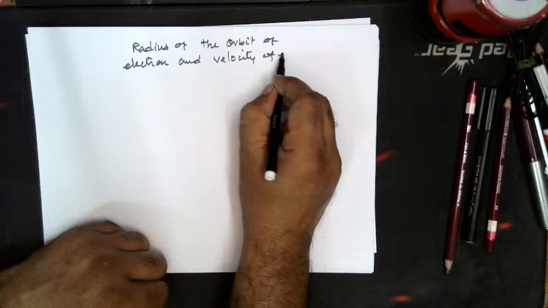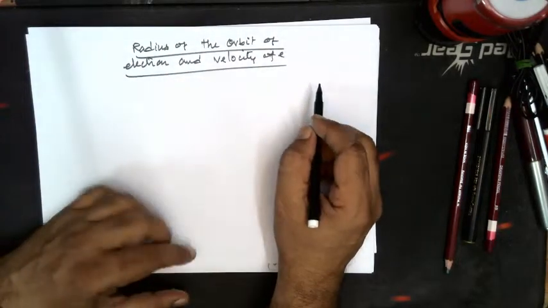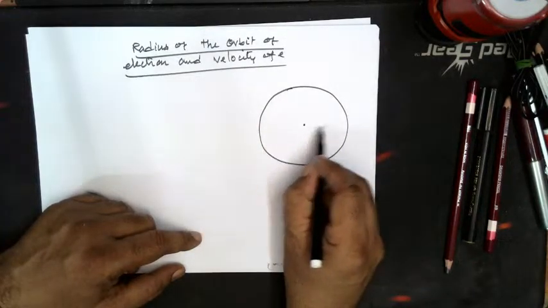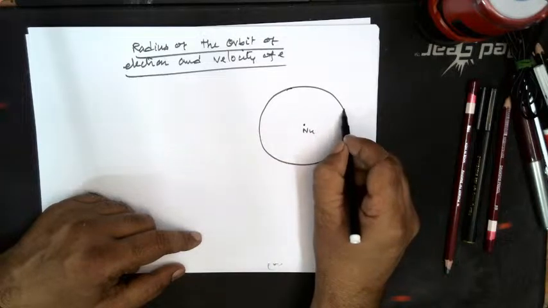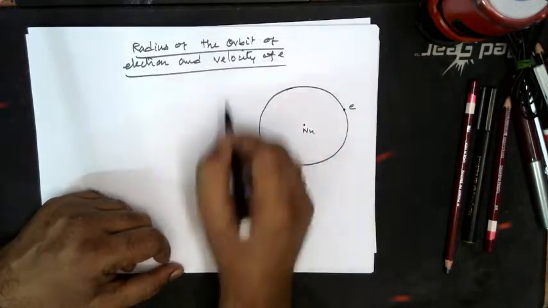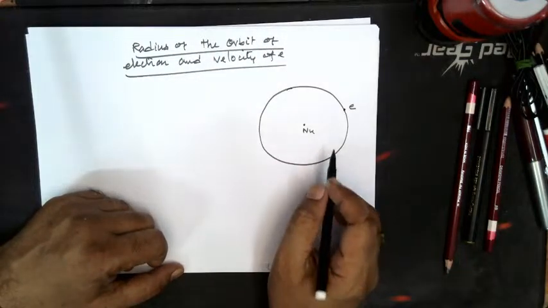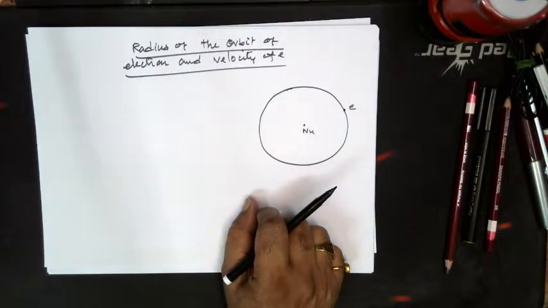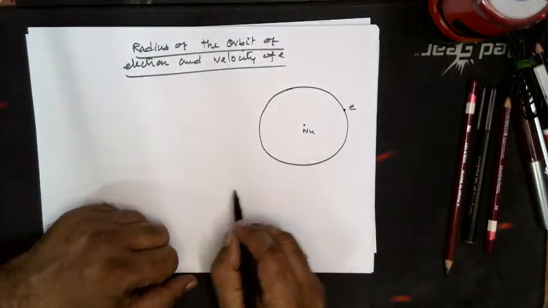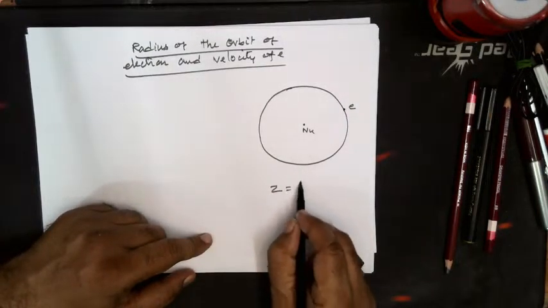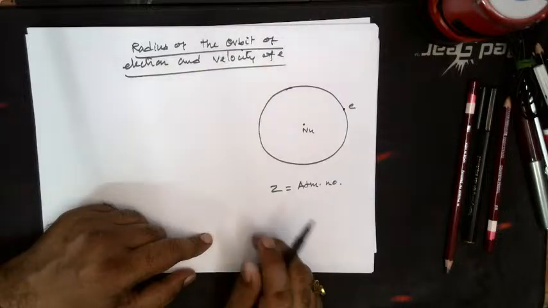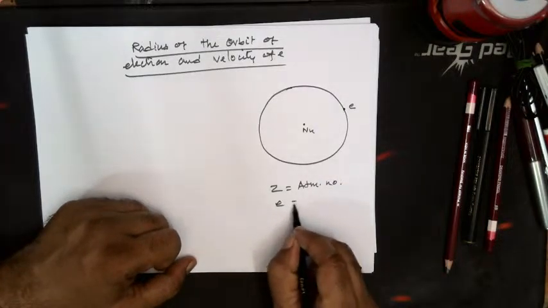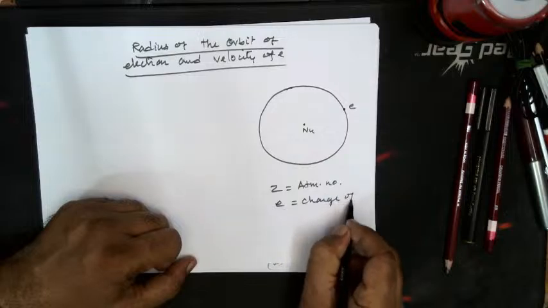Velocity of electrons. Now we have this orbit, the two-dimensional path where the electrons are revolving, and this is the nucleus. Let me consider this as the electron. It will be traveling in various circular orbits, but the hydrogen atom has only one electron, so in that case we consider only one, right? And you know very well, Z means what? The atomic number, is it not? Z means atomic number. And E is the charge of the electron.